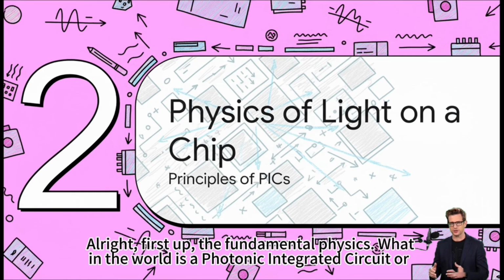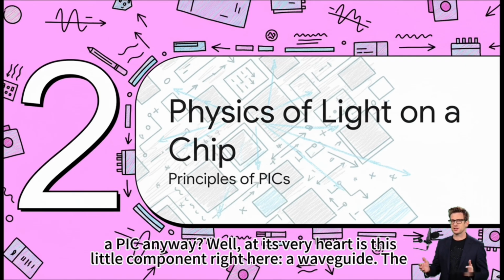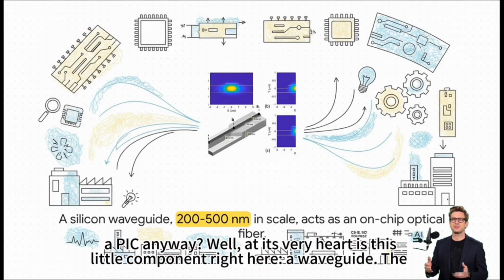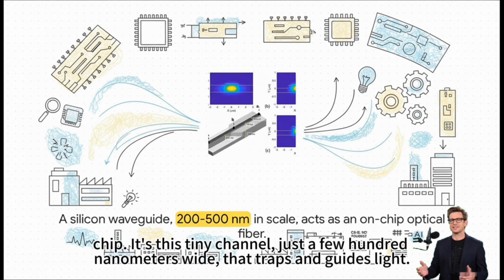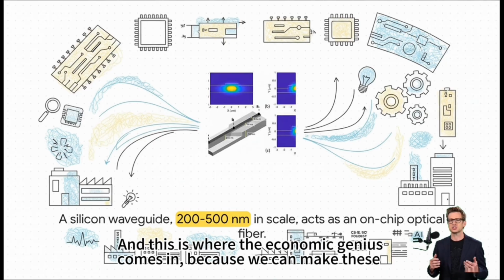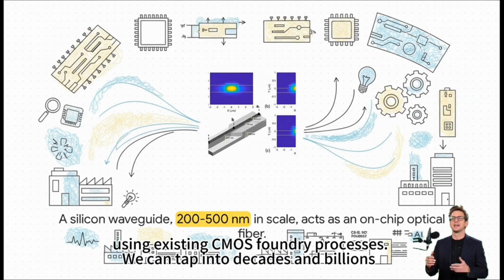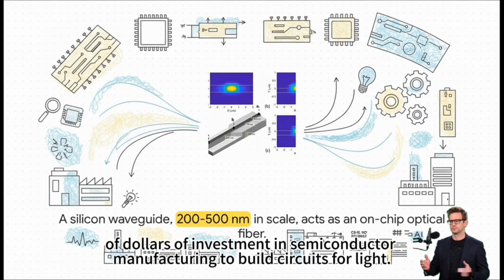What in the world is a photonic integrated circuit or a PIC anyway? Well, at its very heart is this little component right here, a waveguide. The easiest way to think about it is as an optical fiber that's been etched directly onto a silicon chip. It's this tiny channel, just a few hundred nanometers wide, that traps and guides light. And this is where the economic genius comes in, because we can make these using existing CMOS foundry processes. We can tap into decades and billions of dollars of investment in semiconductor manufacturing to build circuits for light.